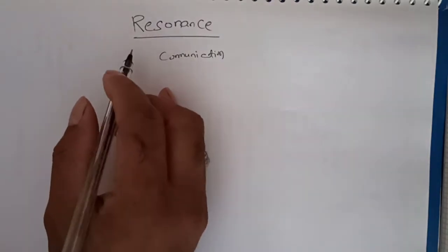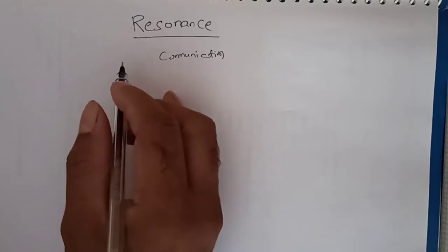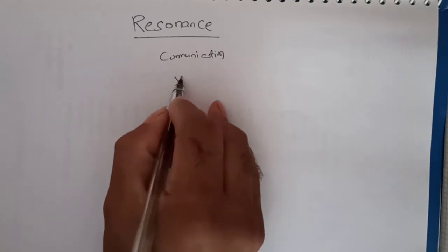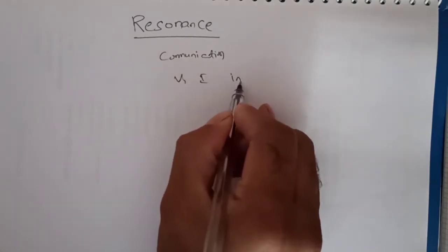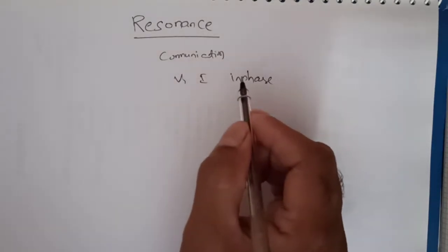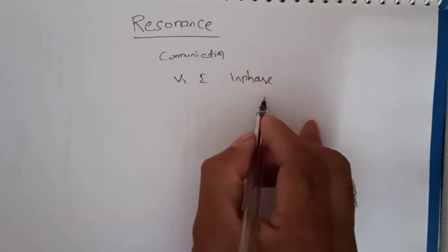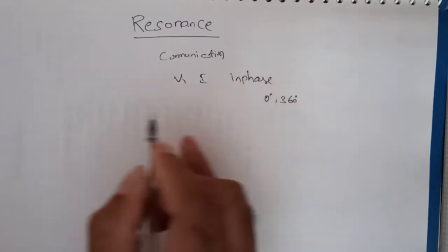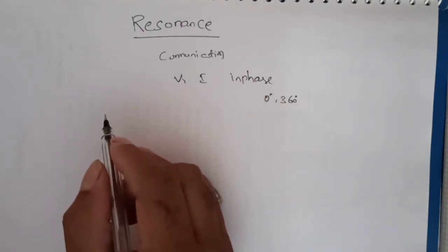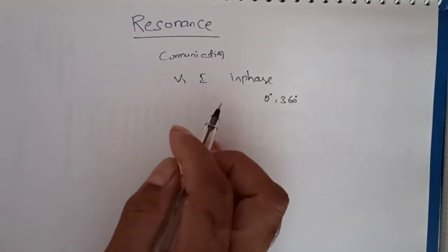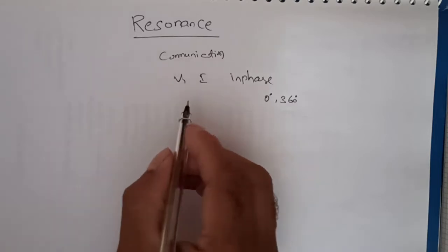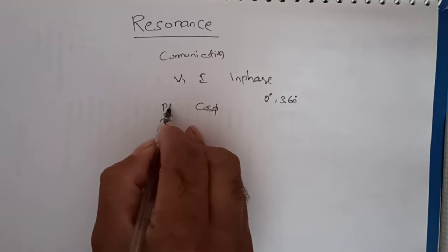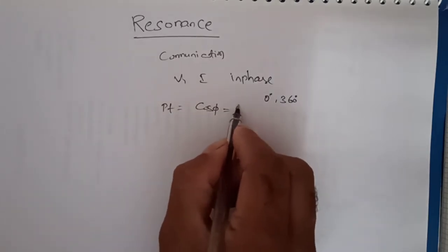How can you define resonance? In general, resonance is defined as a phenomenon where the applied voltage and current are in phase. What is the meaning of in phase? It means the phase angle between voltage and current is either 0 degrees or 360 degrees. In other words, an AC circuit is said to be in resonance if it exhibits unit power factor. The power factor formula is cos phi, and unit power factor means it should become 1.